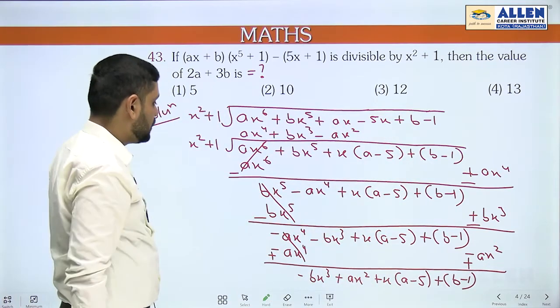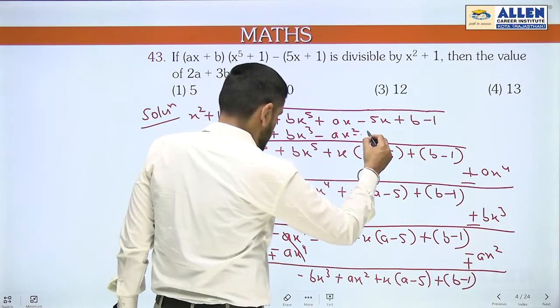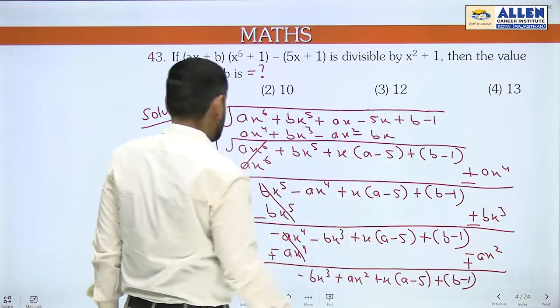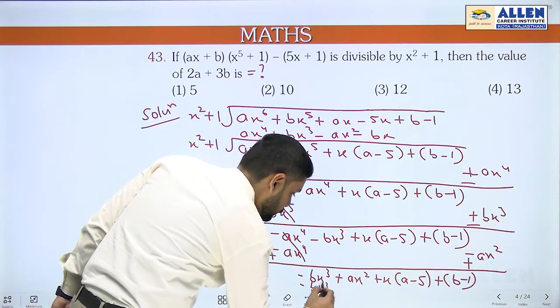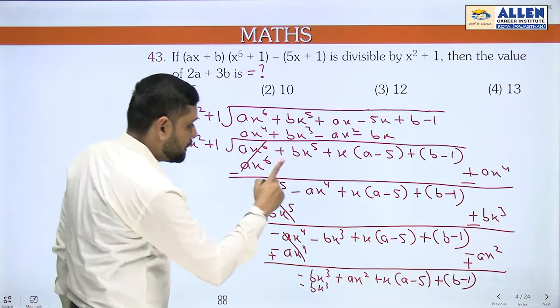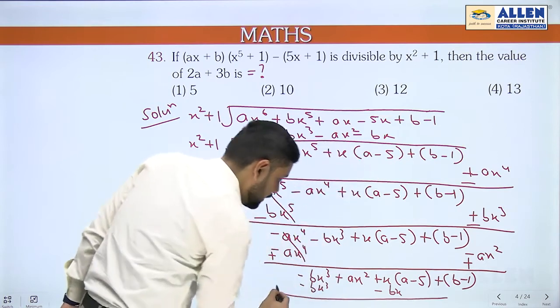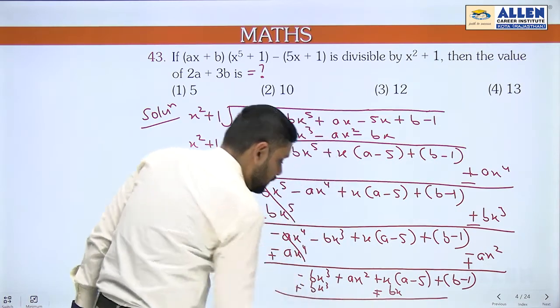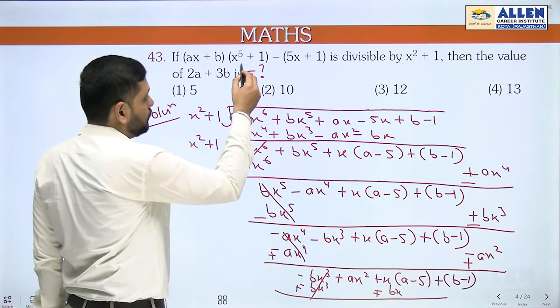And now we'll multiply by minus bx. So we'll get minus bx^3, and then we'll get minus bx. So we'll write down minus bx here. And again we'll change the sign. So this term will get cancelled. Now we'll write it down on the next slide.